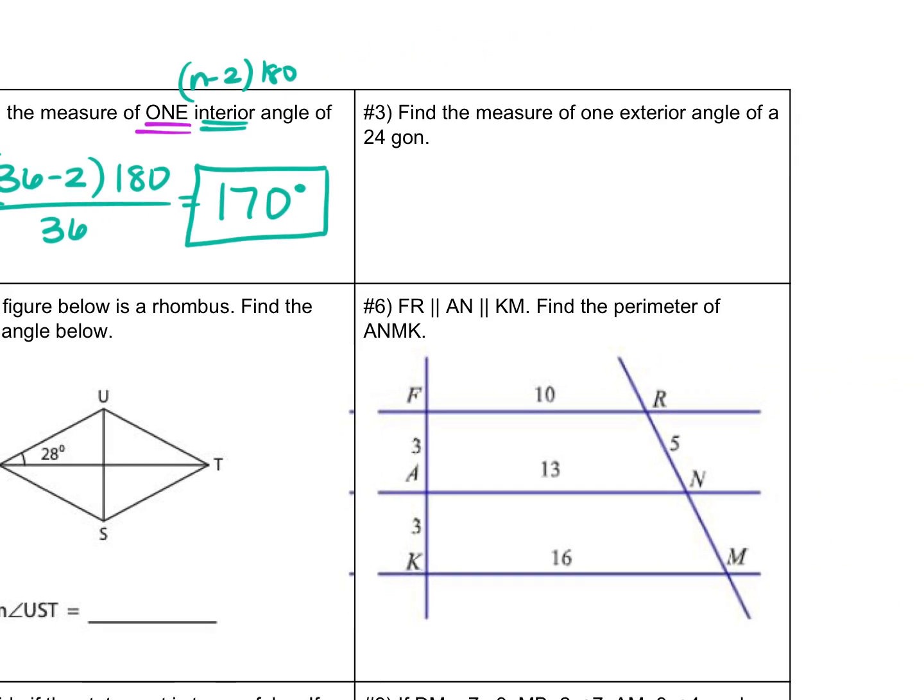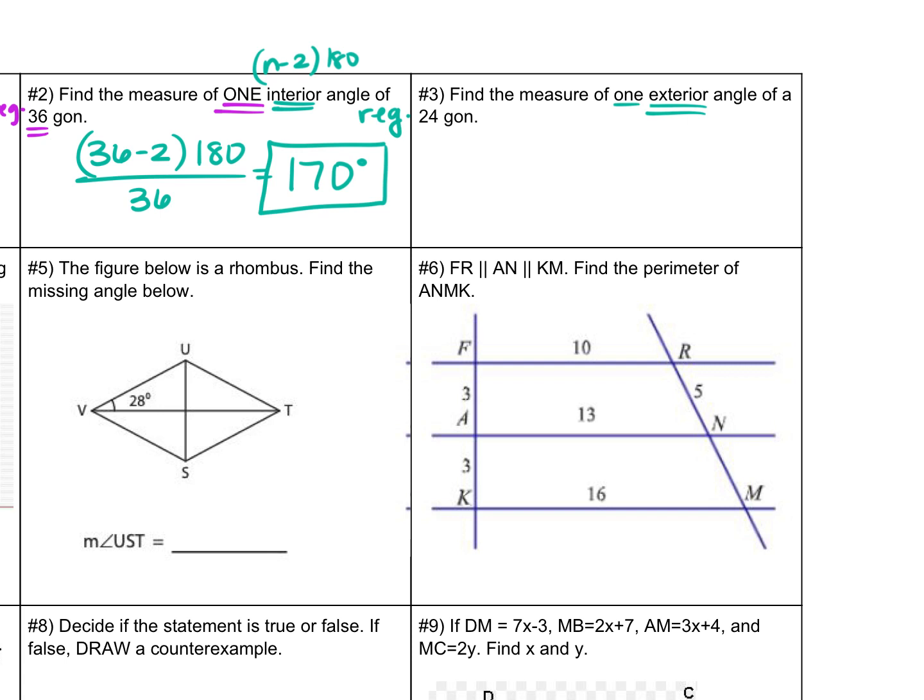Okay, number 3, similar. Again, this should say of a regular 24 gon. So this says find the measure of one exterior. What do you remember about the exterior angles? Exteriors will always add up to 360. So if it is a regular 24 gon, what do we do with that 360? Divide by the number of sides. So you're going to go 360 divided by 24.